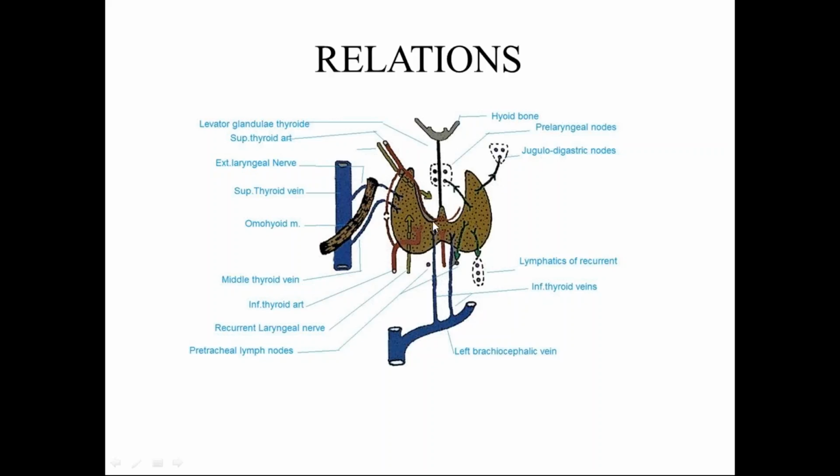It has only a superior border and an inferior border. The superior border is related to the superior thyroid artery from here. The superior border is related to the anastomosis between the two superior thyroid arteries, while the inferior border is related to two inferior thyroid veins and one artery. This is the arteria thyroidea ima artery.